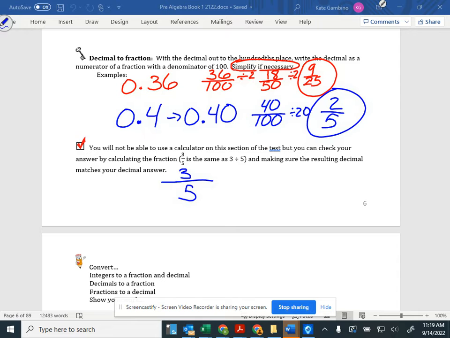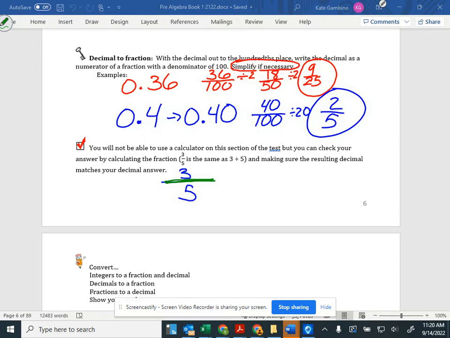what did I say the fraction bar means? Division. This fraction bar means I'm going to divide. So 3 divided by 5. So on my calculator, I would do 3 divided by 5, and I would see if the answer I get equals the decimal point that I came up with.